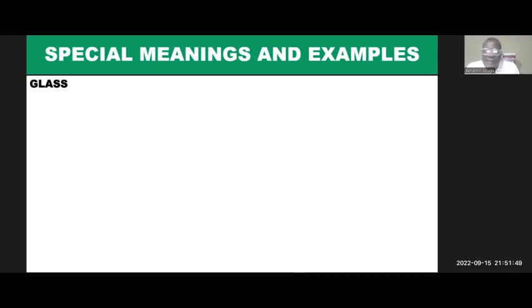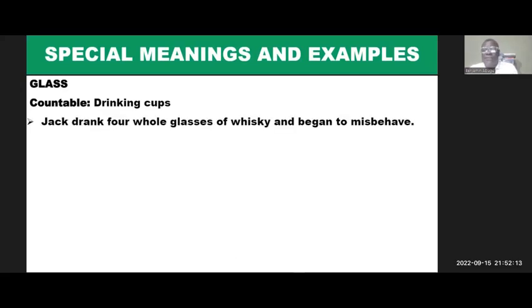Then let's look at glass, another noun that has special meaning. If we look at glass, which ordinarily is uncountable, if we begin to look at it from its countable perspective, then of course we are referring to it as a drinking cup. For example, you can say Jack drank 4 whole glasses of whiskey and began to misbehave. So you are looking at glasses here as cups, not the material, not the substance, okay? Then, can I have a glass of water, please?